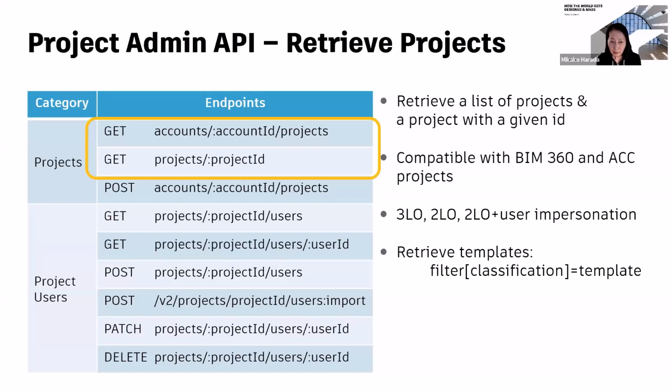And the get endpoint, as mentioned earlier, supports 3 types: 3-legged, 2-legged, and 2-legged plus user impersonation. And for retrieving a template, you can use the same endpoint. By default, if you don't specify, it lists all the projects. However, if you use filter classification, even though it's called a filter, it's actually changing the type of the project. So if you put a filter classification template, then it will list the template projects.